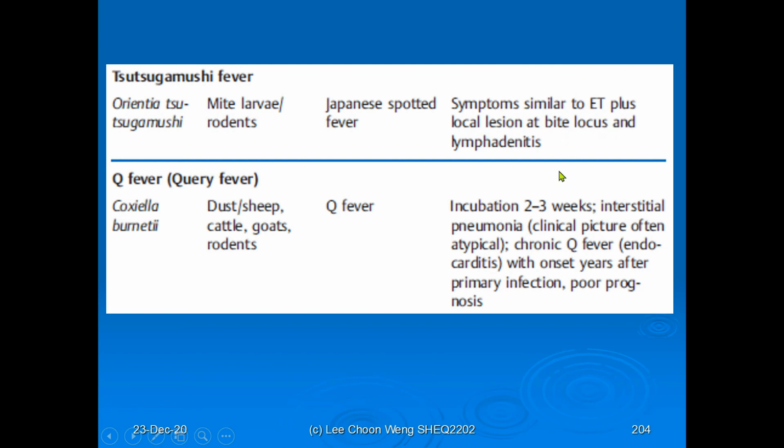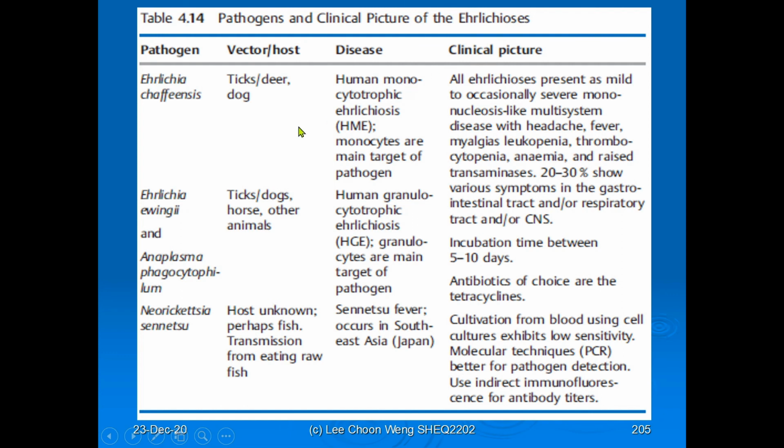the bite locus. Q fever by Coxiella burnetii. This is important because it can also be transmitted by dust. It's a problem among farm workers. So you have an incubation of 2 to 3 weeks with interstitial pneumonia and chronic Q fever. You also have endocarditis, infection of the heart, and poor prognosis.